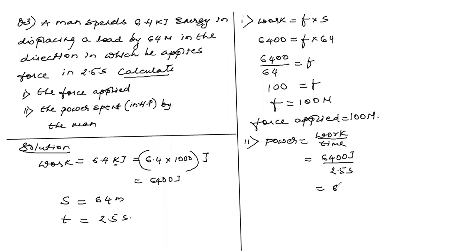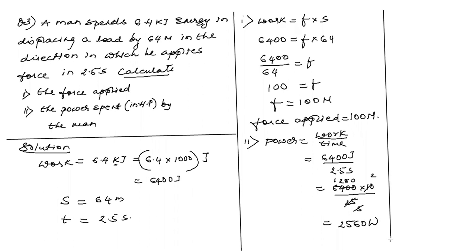So naturally, 6,400 into 10 upon 25. 5 5s are 25, 5 2s are 10, 5 1s are 5, 14, 5 2s are 10, 80. So ultimately 2560 watts. But this is not the answer I want. I want the power in horsepower. Just 1 minute, children. I'll just make place for me to do it.